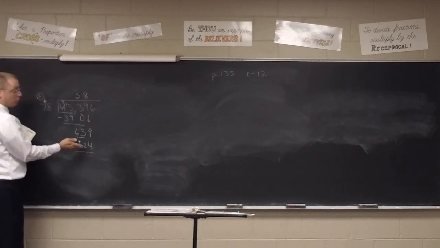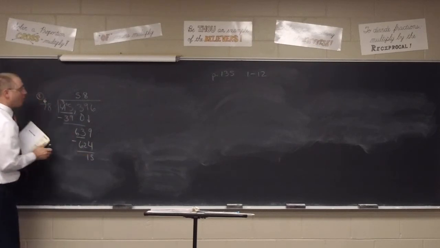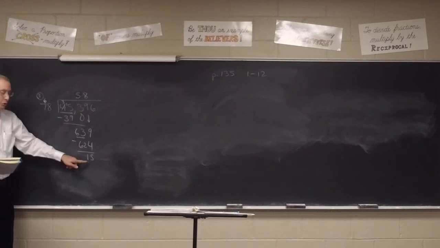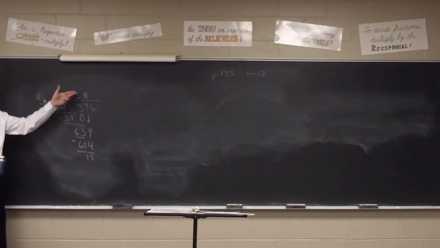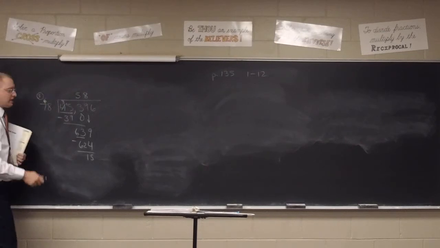62. Now, it works, right? It fits. We subtract to get 15. What if you tried a 7? You'd have been left with a remainder of 93. You know what that tells you? 7 wasn't big enough. Go back and do it again with an 8. No big deal, right? The division takes care of itself.